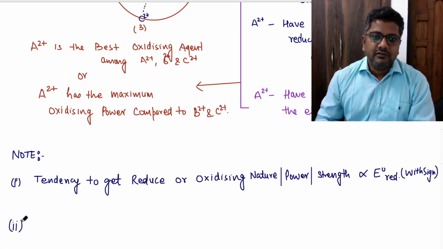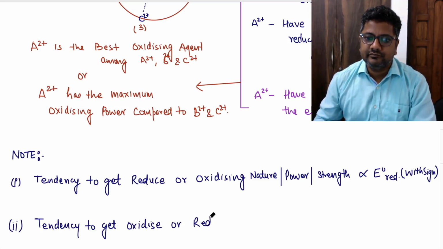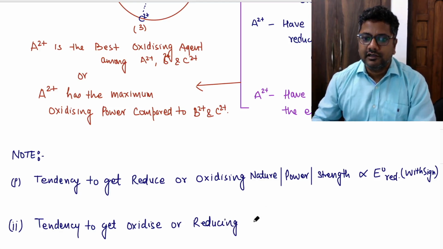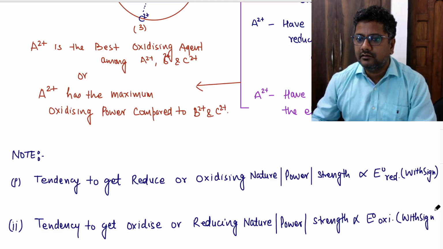Similarly, the tendency to get oxidized, or reducing nature, or reducing power, or reducing strength is directly proportional to E naught oxidation with sign, right?